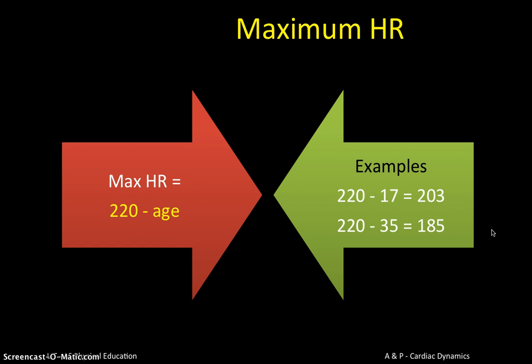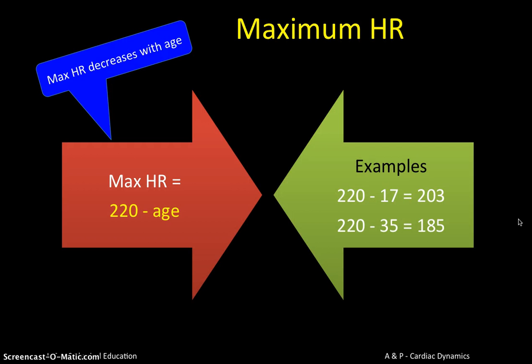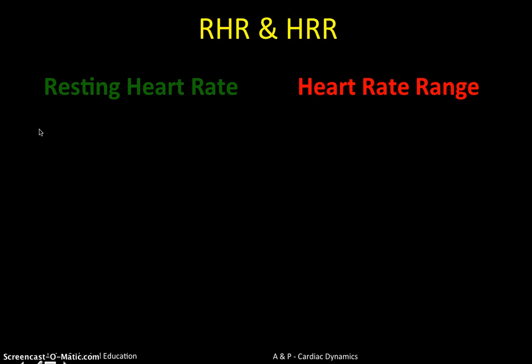Now, some other bits of information about heart rate. You should be able to calculate your maximum heart rate. You do that by taking 220 and subtracting your age from it. Many of you will be doing 220 minus 17, so your maximum heart rate is 203. If you were age 35, it would be 220 minus 35, and you'd have a maximum heart rate of 185. These values are not absolute. They can be variable, but they're a very broad guideline. As you get older, your maximum heart rate decreases.